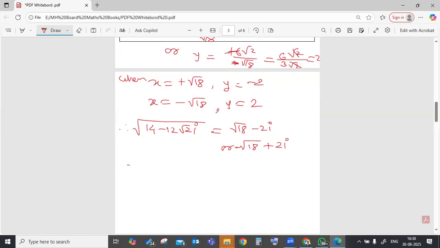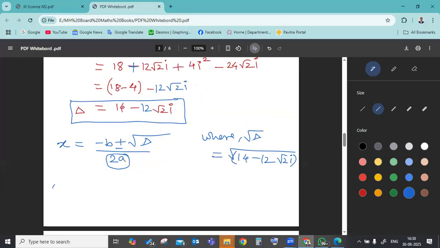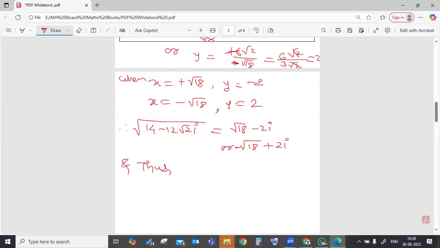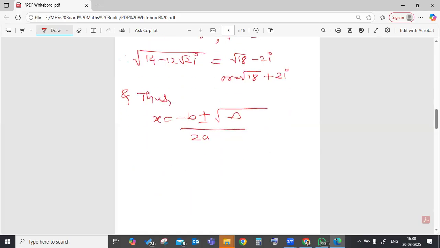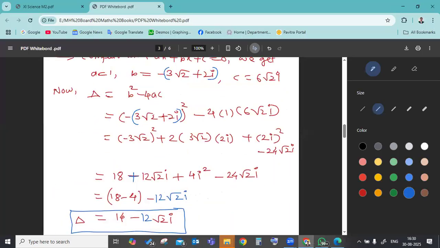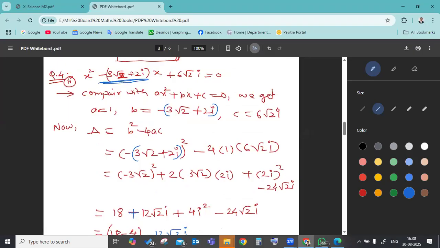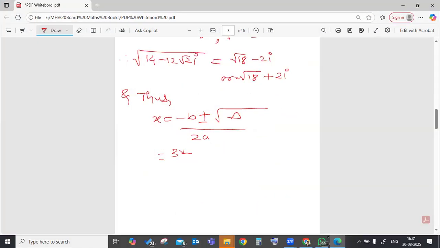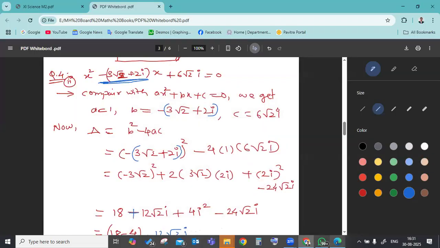Okay. Now we need to write x is equal to minus b plus or minus square root of delta upon 2a. So it is minus b. What is minus b? Minus b is 3 root 2 plus 2i.